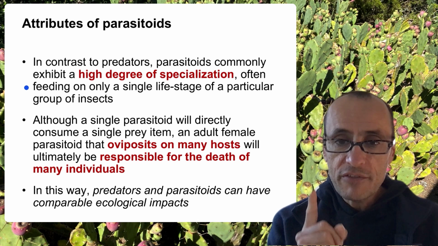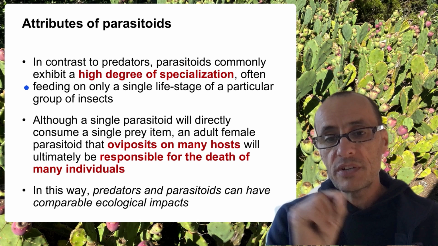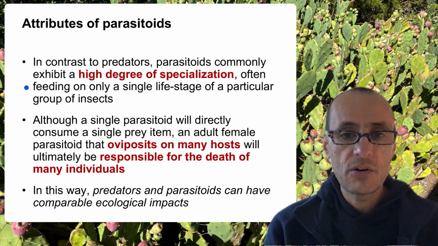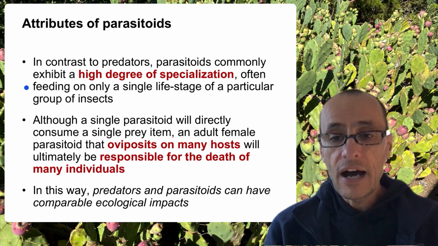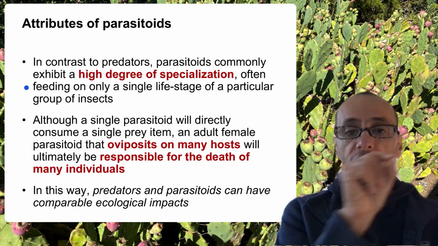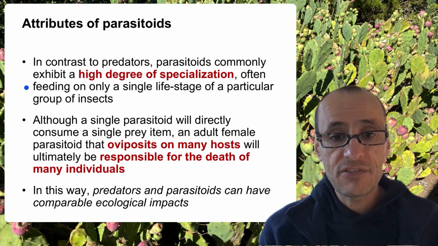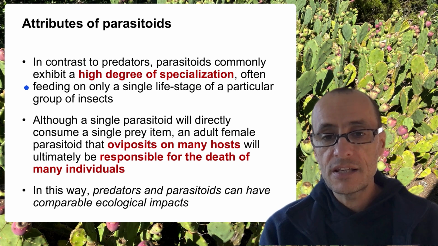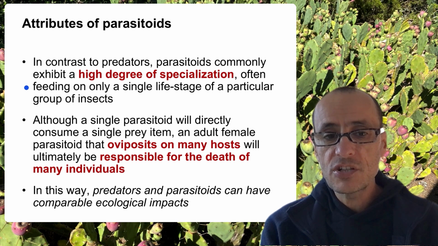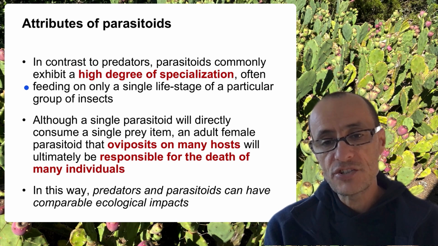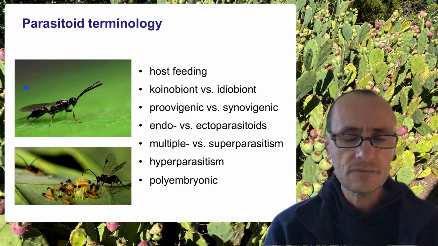And again, a larva that is parasitizing a host only feeds on one host. They don't need to move around from host to host to do this. And on the other hand, the female will oviposit on many hosts, and she may be responsible for the death of many different host individuals. So predators and parasitoids can have comparable ecological effects, but using very different life history strategies.